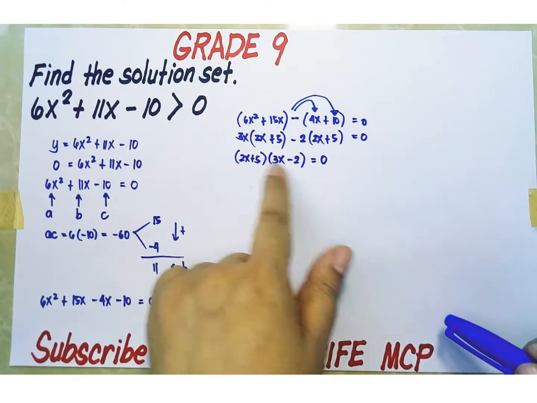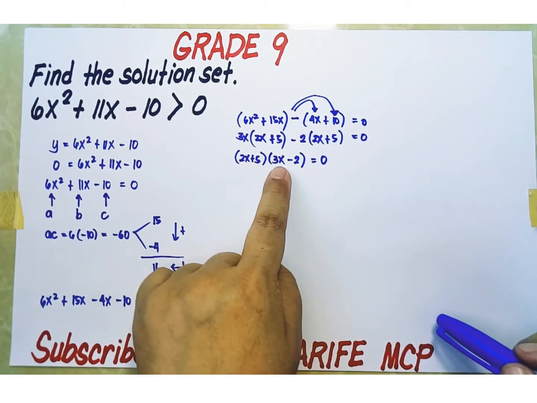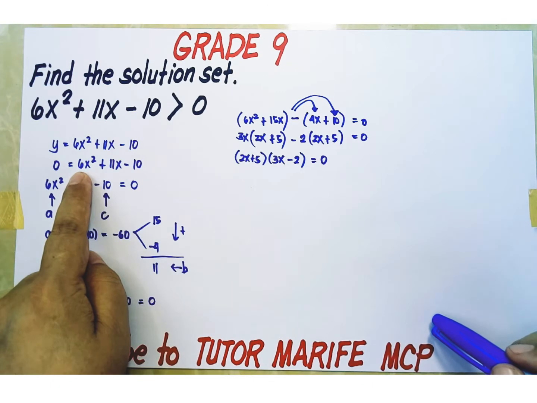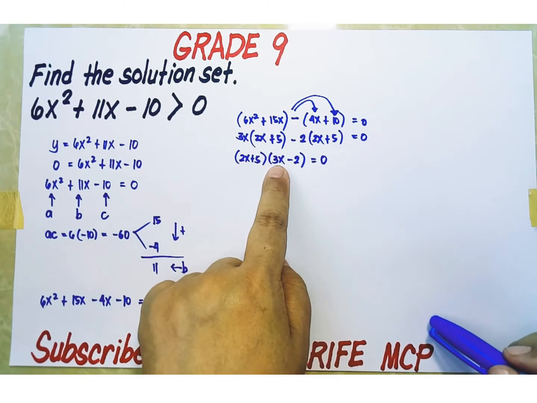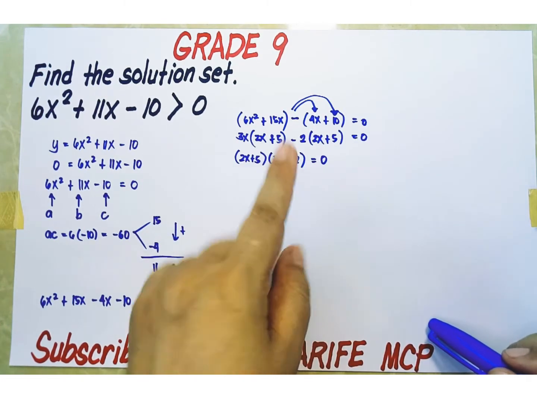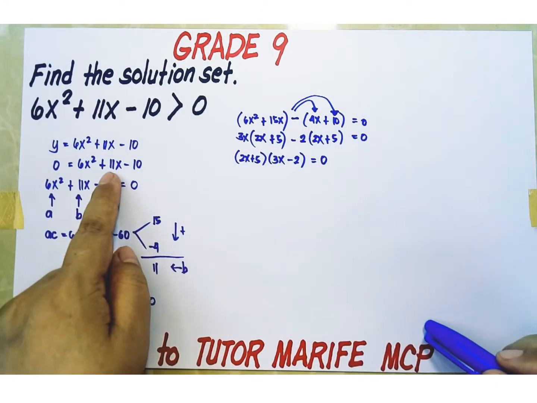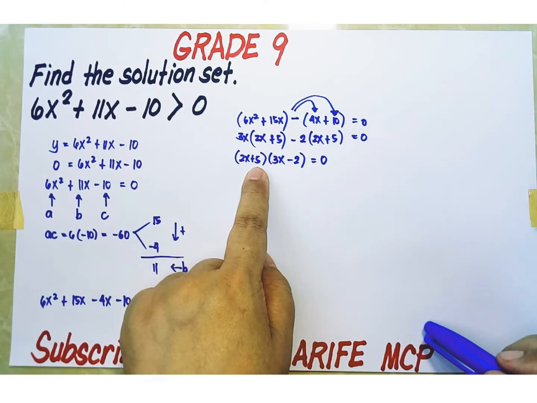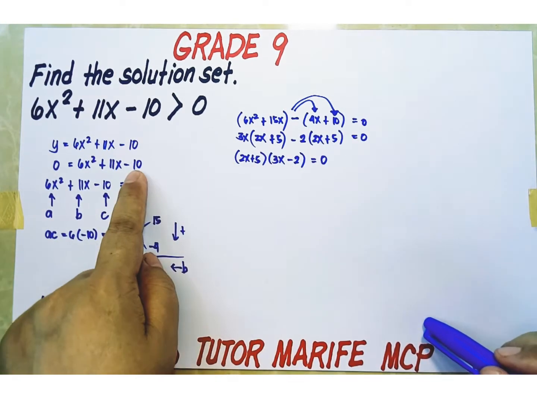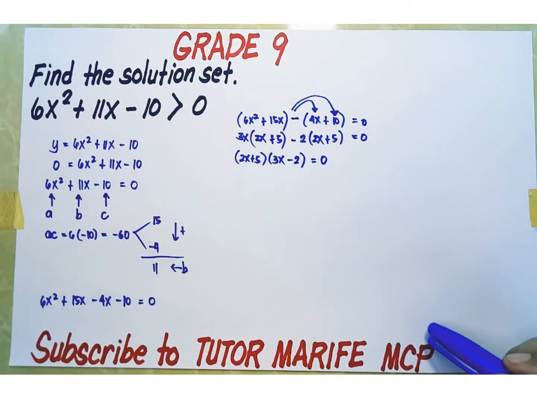Let's FOIL the factors. 2x times 3x, first term times first term equals 6x squared. Outer times outer, negative 4x. Inner times inner, positive 15x. Add negative 4x, positive 15x equals 11x. L, last times last, 5 times negative 2, negative 10. Therefore, we have the correct factored form.